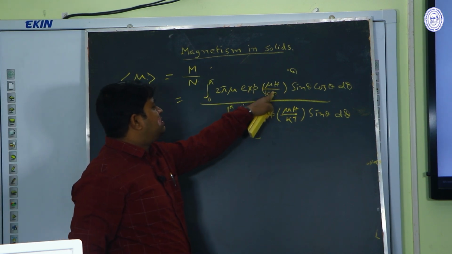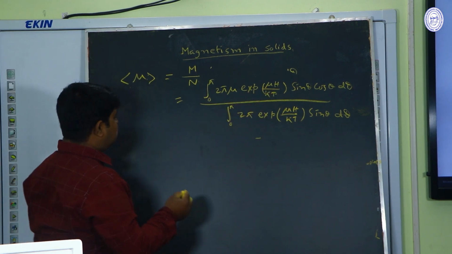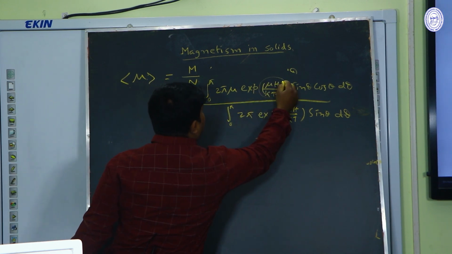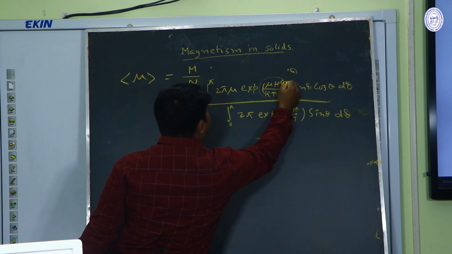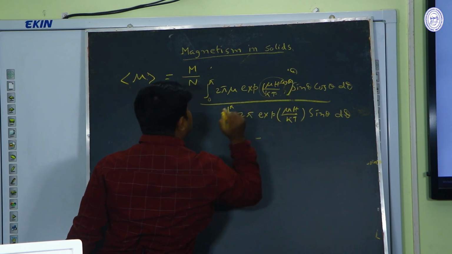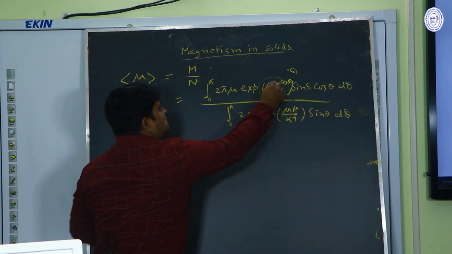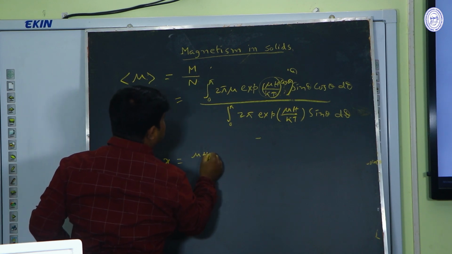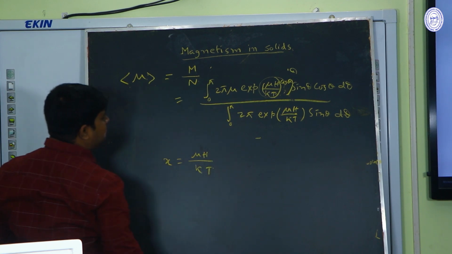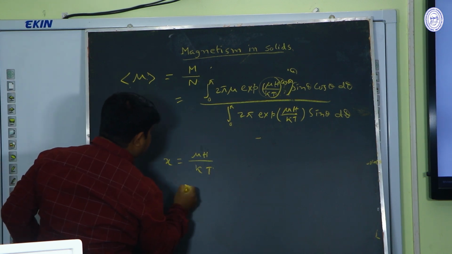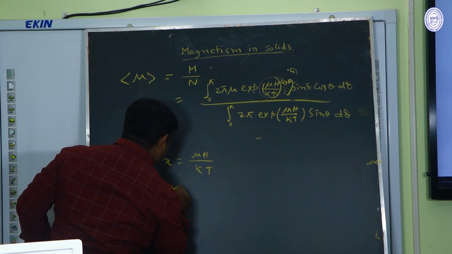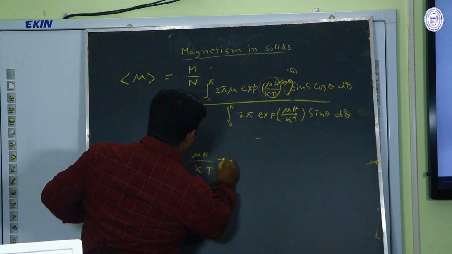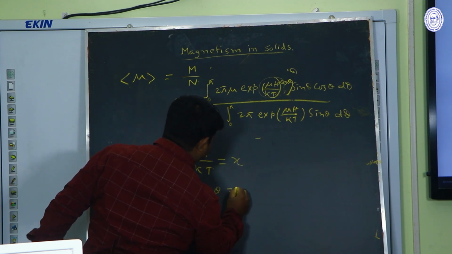Now we take mu H by kT equal to x. Suppose mu H by kT is equal to x, and cos theta is equal to y. Y is equal to cos theta.